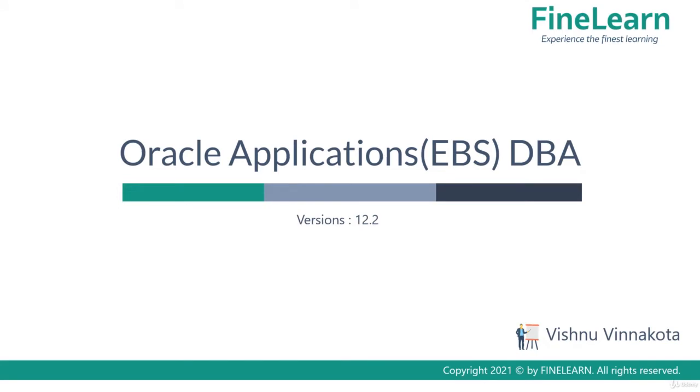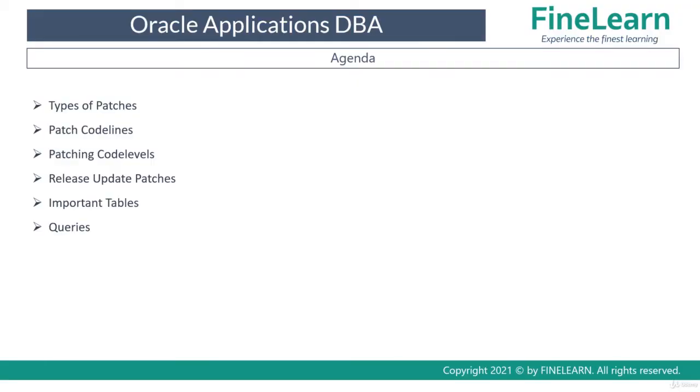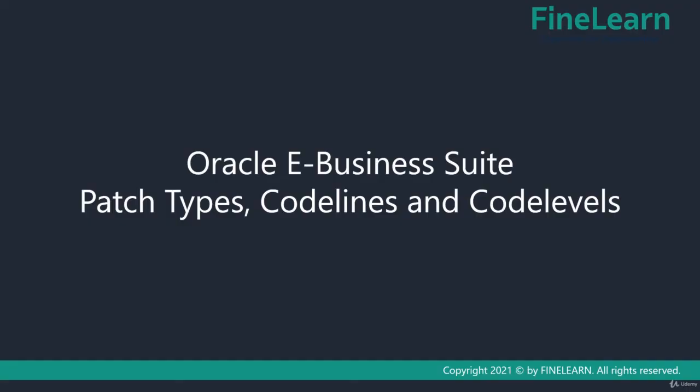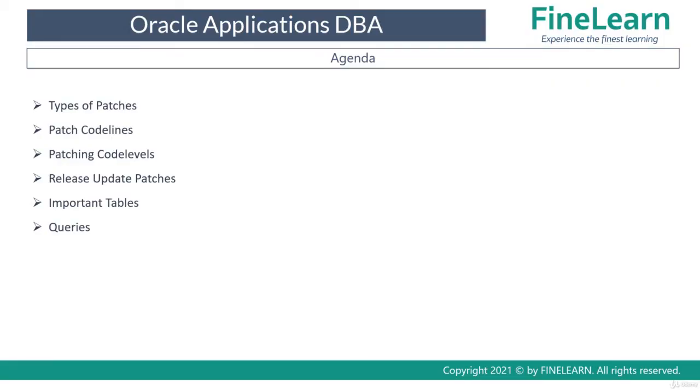Hi, in this lesson we'll be seeing about different patch types, code lines and code levels of Oracle Business Suite. First we'll be seeing what are different types of patches, then code lines and code levels. We'll also see what is a release update patch, that is RU, and we'll see different tables and queries which are related to the patch, code lines, code levels or release updates.